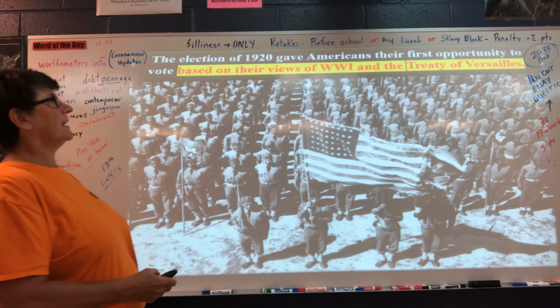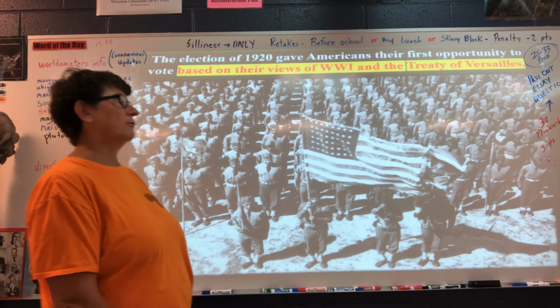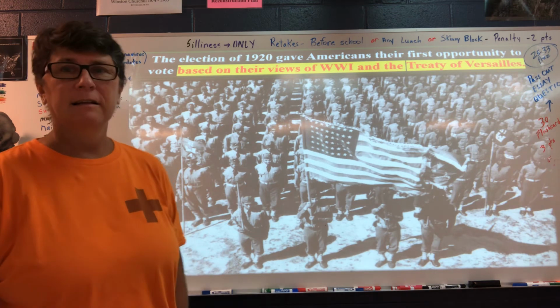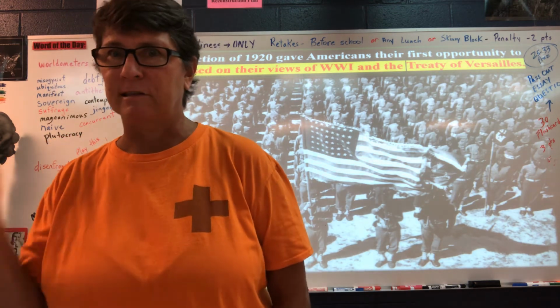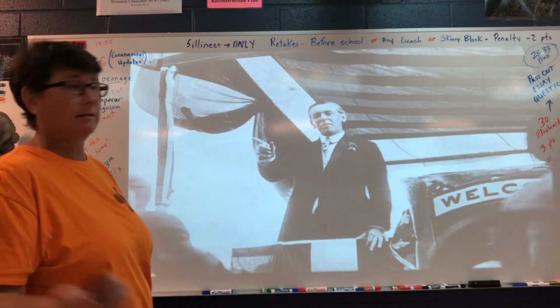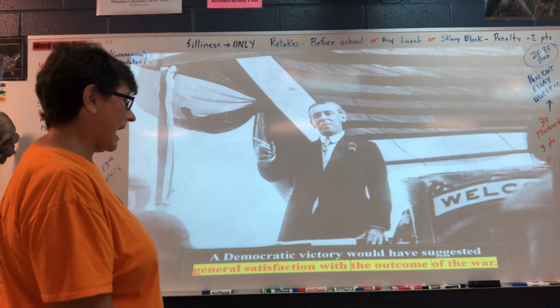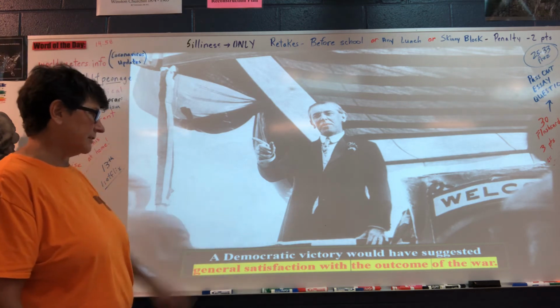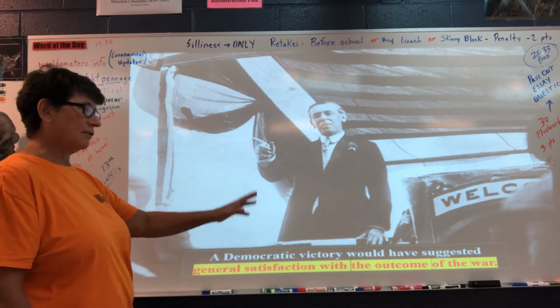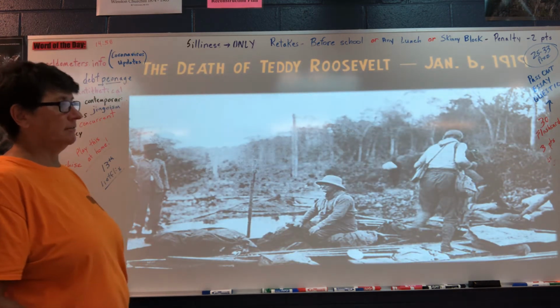The election of 1920 gave Americans their first opportunity to vote based on their views of World War I and the Treaty of Versailles. They vote Republican, which means they were against Democrat Wilson. He's not running, but they're saying we don't agree with how Wilson acted during the war. A Democratic victory would have suggested general satisfaction with how the war ended, but it wasn't. It was a Republican victory.